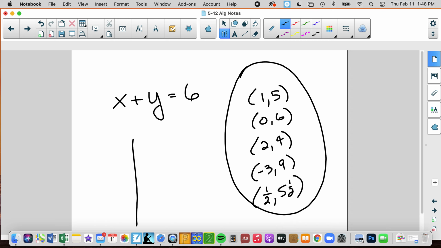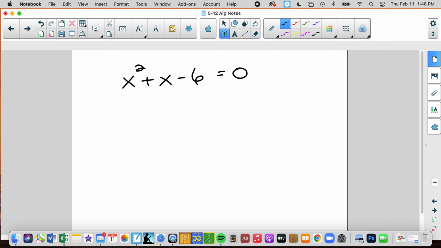And what we did in order to show all those solutions is we graphed it on a coordinate plane, and that's how we showed that infinite number of solutions. So here is what we've been working with.